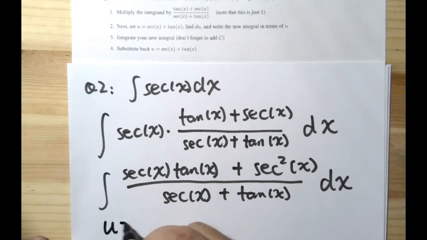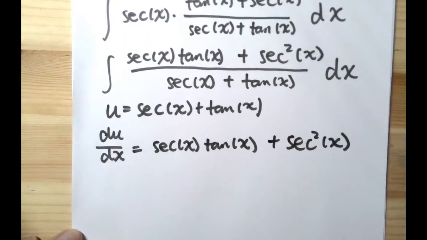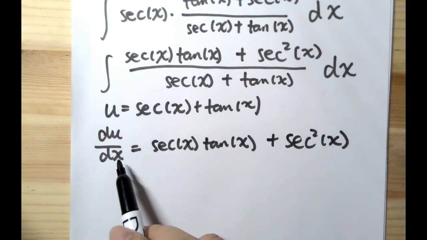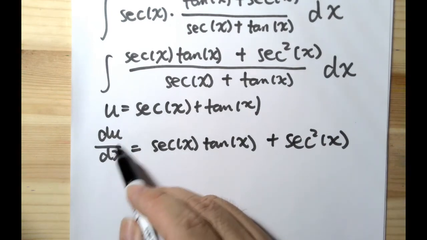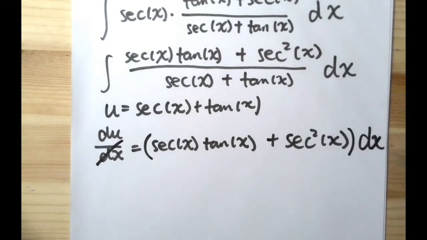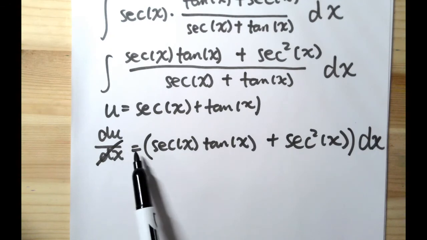So let's do that. u equals secant x plus tan x. And again, du/dx, as we just talked about, is secant x tan x plus secant squared x. We're going to use the idea of differentials to build a relation between du and dx. So basically, you just multiply dx to here. Super easy. So now you see that we have u equals secant plus tan, and du equals this thing times dx. So we can make our substitution.